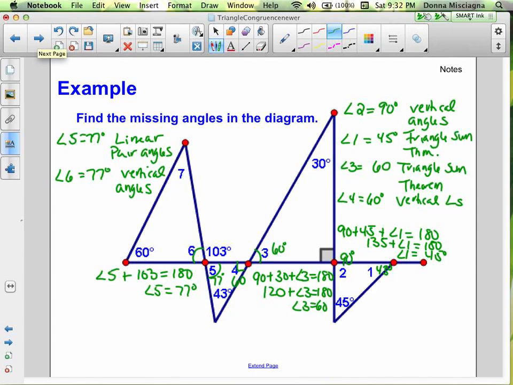Last one, angle 7. We've got two angles in the triangle, 77 and 60. If we add in angle 7, they're going to add to 180 degrees. So 77 plus 60 is 137. We subtract 137 from both sides. Angle 7 is 43 degrees. And now we have found all of the angles. This time we used the triangle sum theorem.